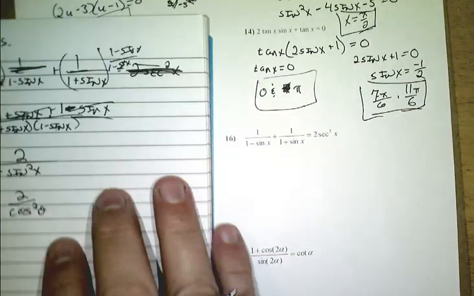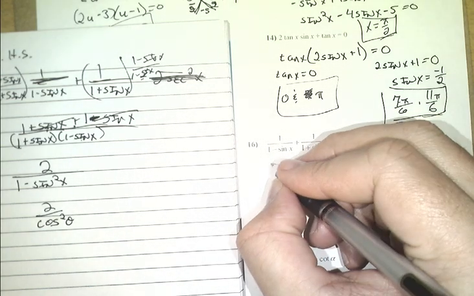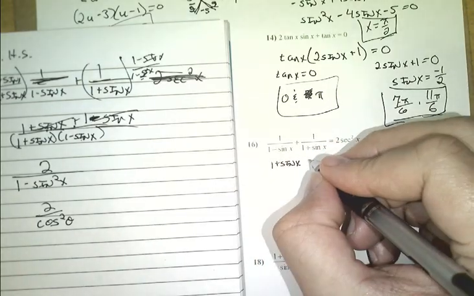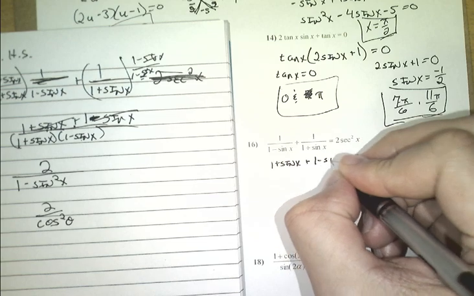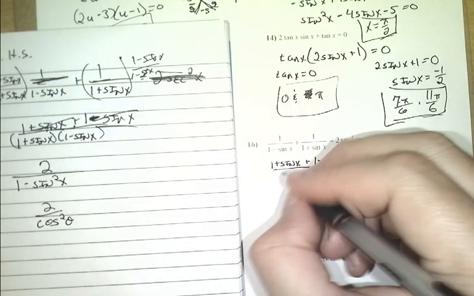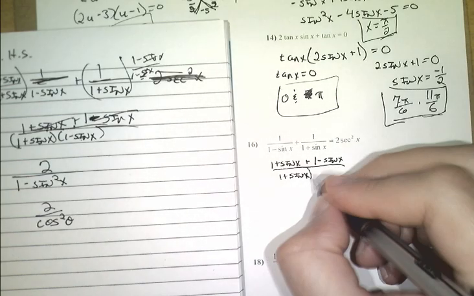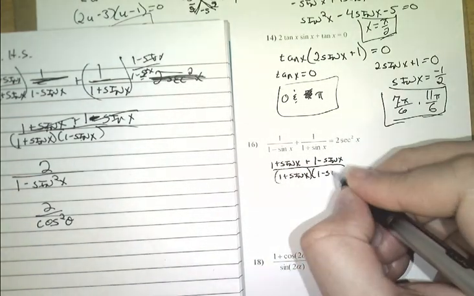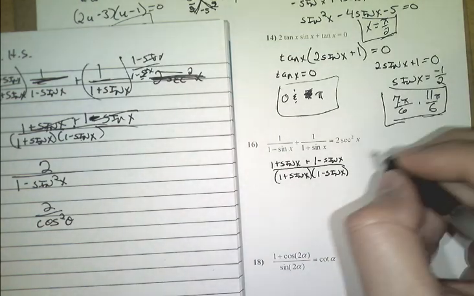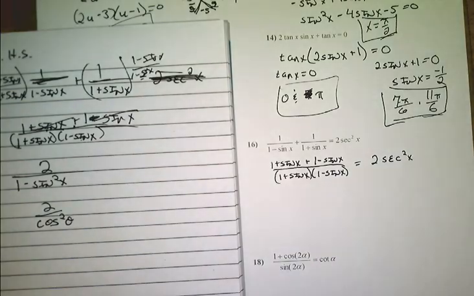So, jot some of this down over here. We end up having 1 plus sine x plus 1 minus sine x all over 1 plus sine x times 1 minus sine x. Force them to be common denominators. We want to make sure that equals 2 secant squared x.